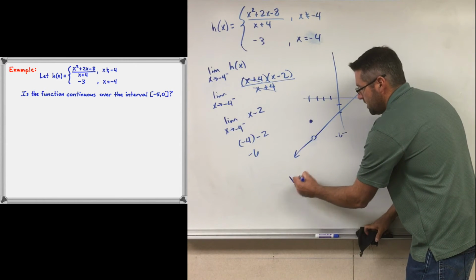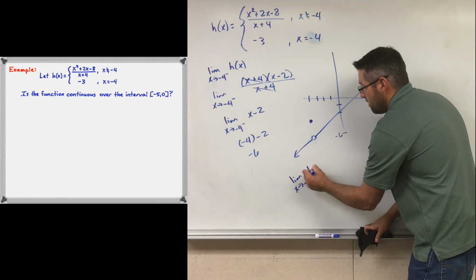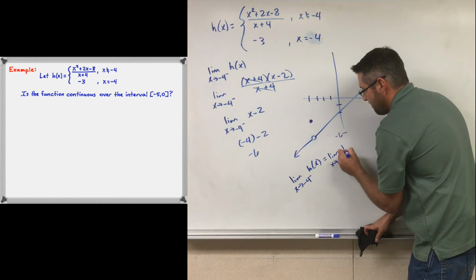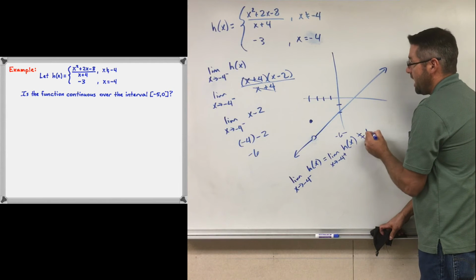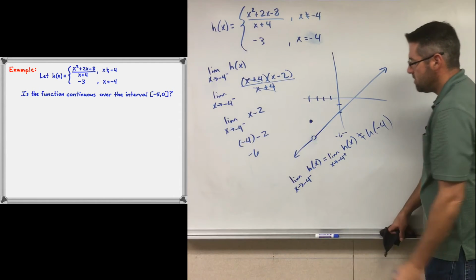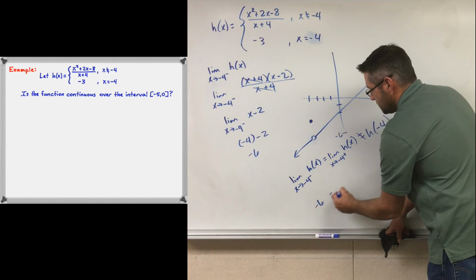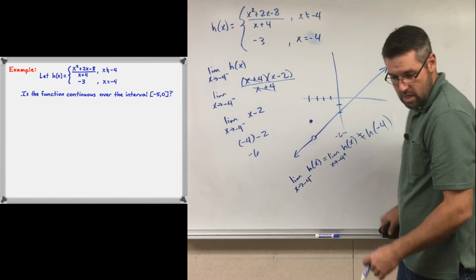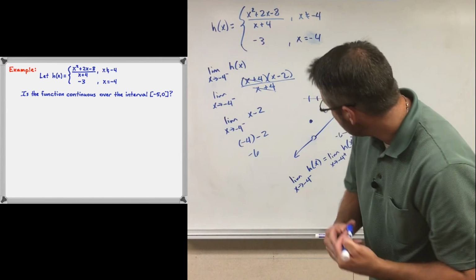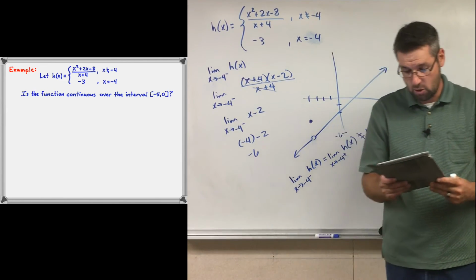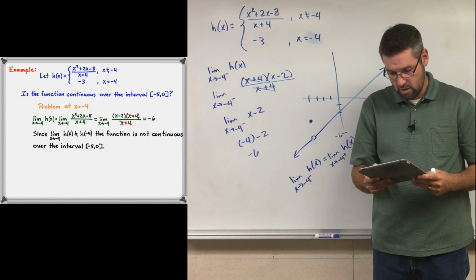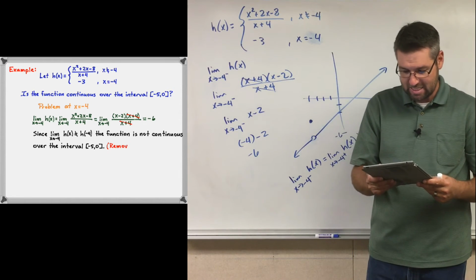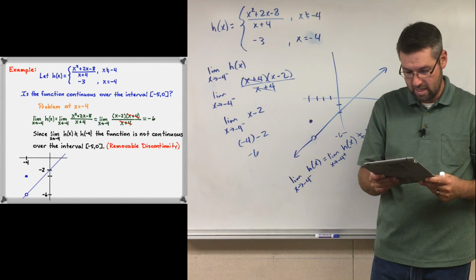So let me go ahead and write that down. The limit as x approaches negative 4 from the left of h of x equals the limit as x approaches negative 4 from the right of h of x, but it does not equal h of negative 4. Because this was negative 6, this was negative 6, but this guy was negative 3. And so we would conclude this function has a removable discontinuity at negative 4, and therefore the function is not continuous over that entire interval. So since the limit exists but does not equal h of negative 4, the function is not continuous. It's a removable discontinuity at that point.